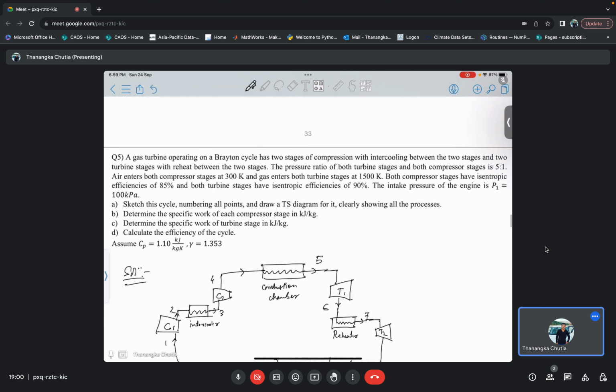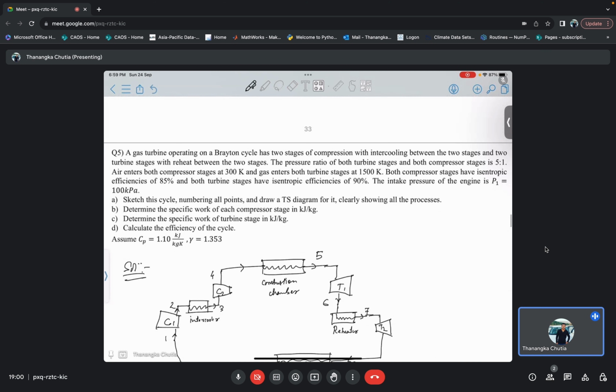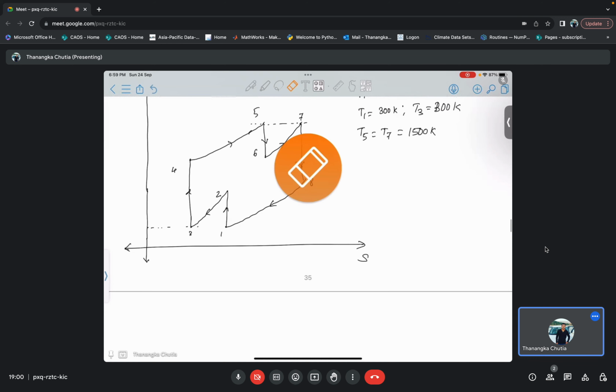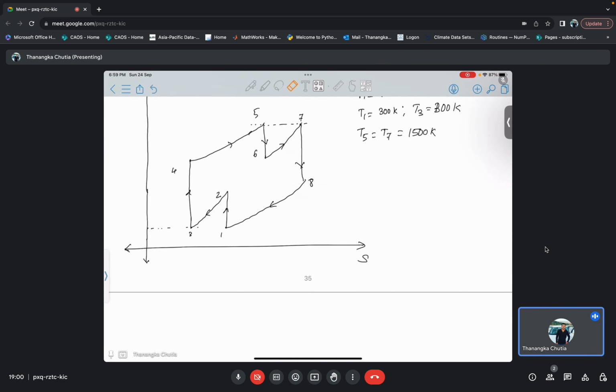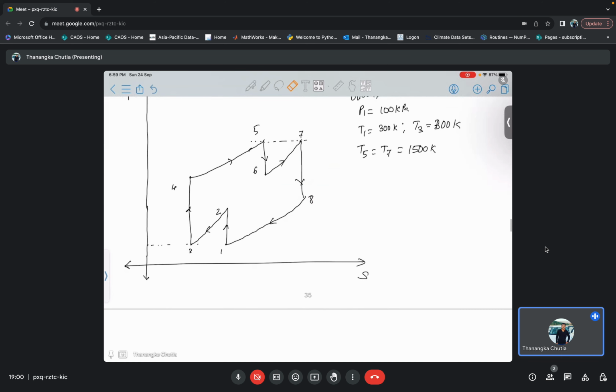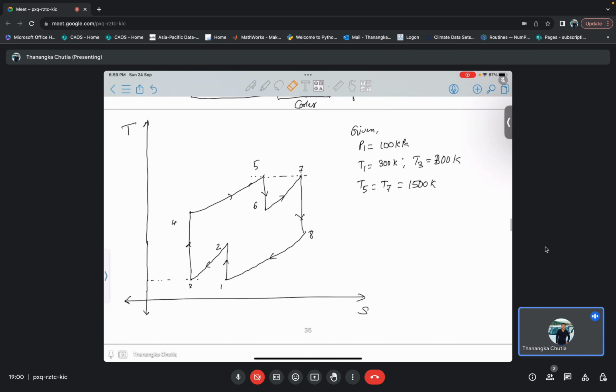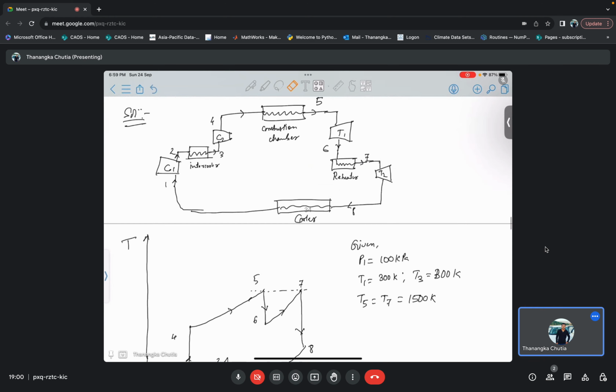And then both the compressors have isentropic efficiencies. So that means these two processes, even though I have drawn it in a straight line, you have to remember that the compression processes are not isentropic and the expansion processes are also not isentropic.